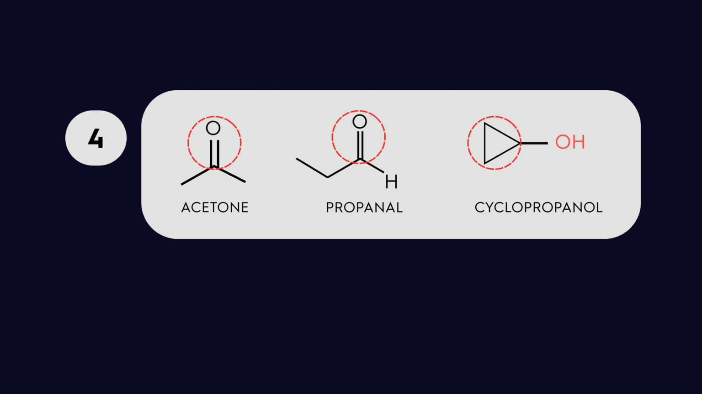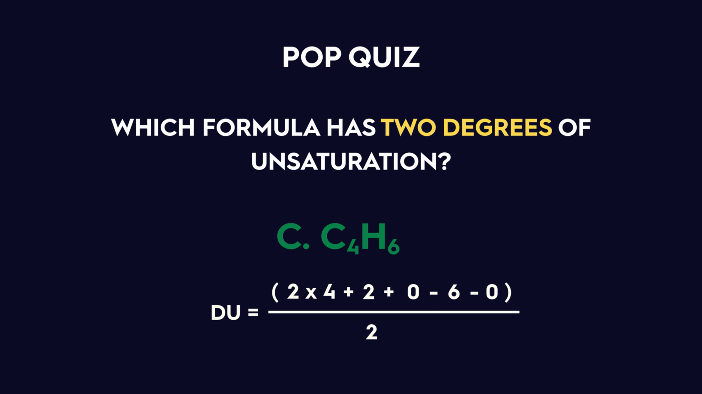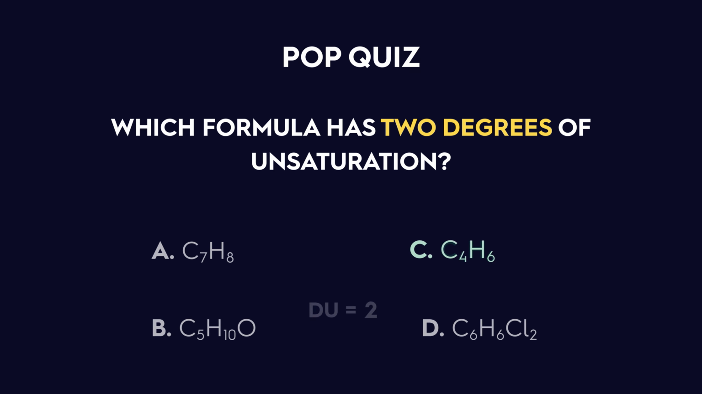And now, it's time to reveal the answer of the pop quiz earlier. Based on the choices, the correct answer is C, C4H6. 2 times 4 plus 2 minus 6, all over 2, equals 2. For the others, A has 4, B has 1, and D has 3.